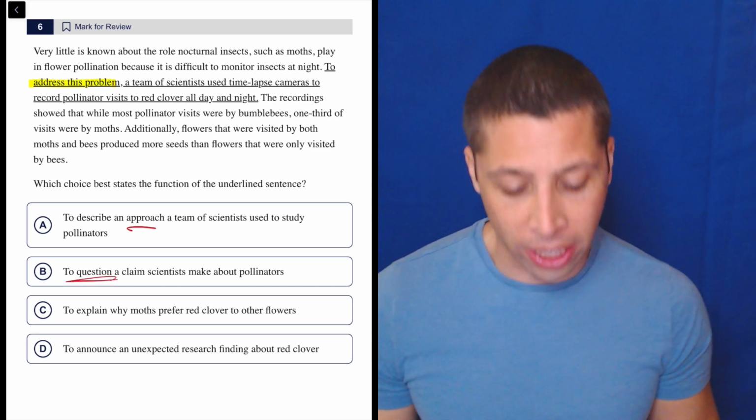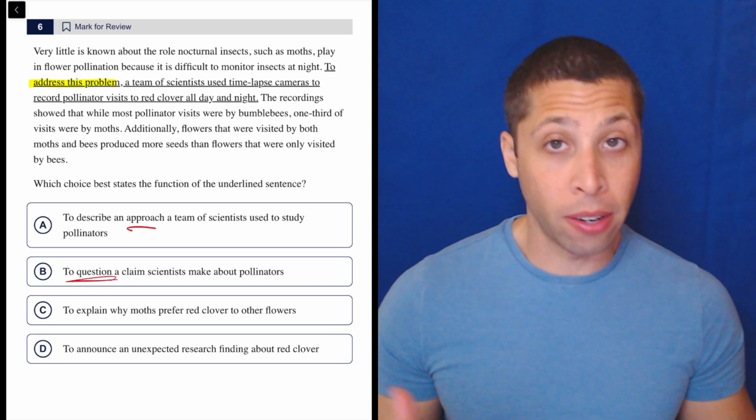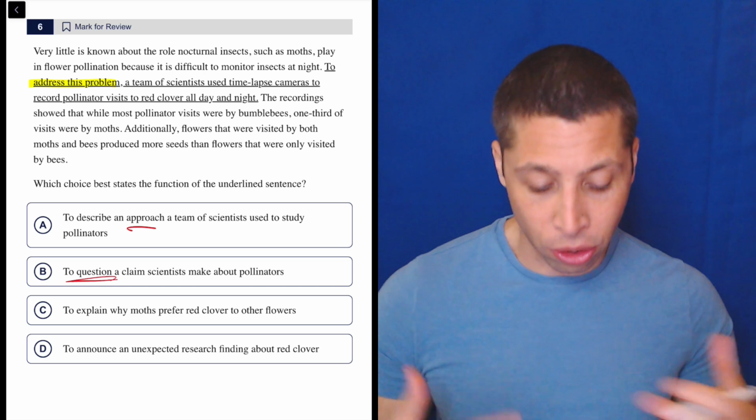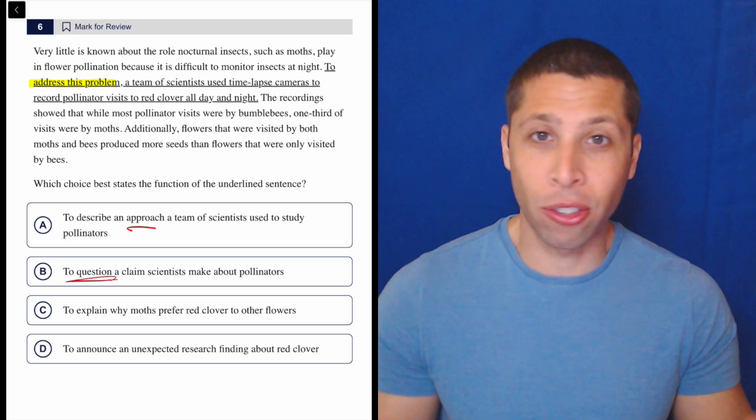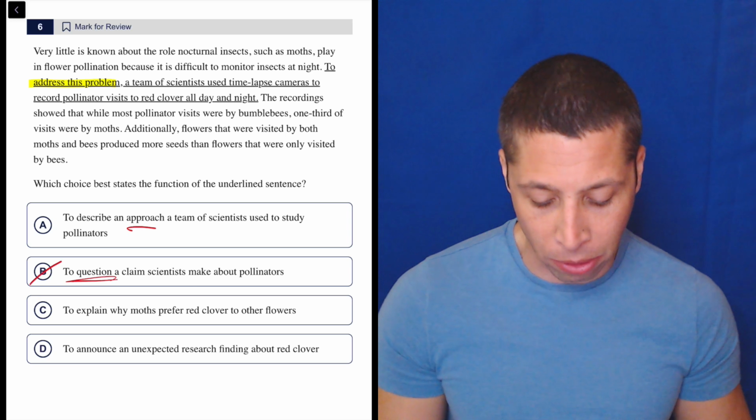No, they're definitely not questioning anything. There is no claim, as far as I can tell. They're going to find things out, right? They don't have a lot of evidence, so there's no claim. There's just no evidence at all. So they're trying to figure out what's going on.